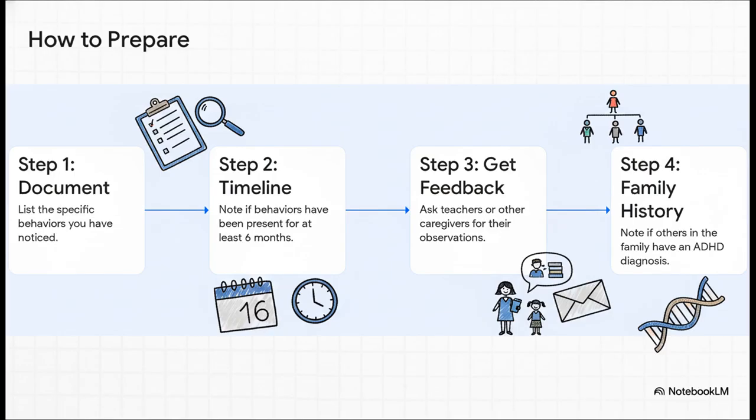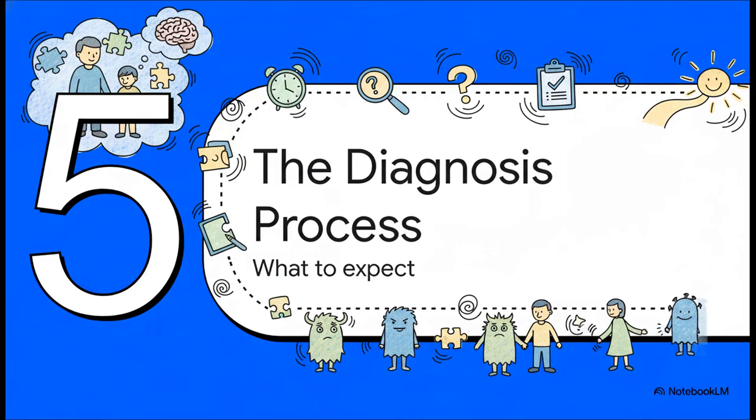To make that doctor's visit as helpful as possible, a little prep work goes a long way. Start by jotting down the specific things you're seeing. Think about when it started. For a diagnosis, symptoms usually need to be around for at least 6 months. It's also a great idea to get feedback from teachers and think about your family history, because ADHD definitely tends to run in families.